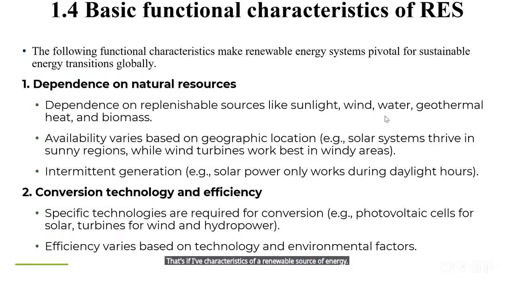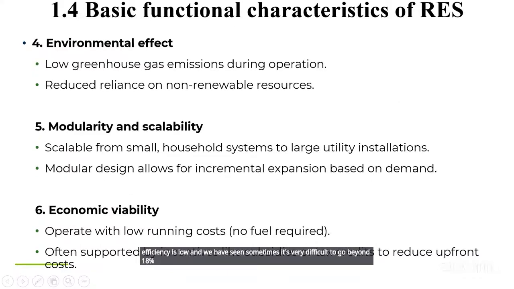The second characteristic is conversion technology and efficiency. We need, at the end of the day, to convert those primary sources of energy to the carrier, which is electricity. And the technology is around, well mastered, but the big problem is that sometimes the efficiency is low. We have seen it's sometimes very difficult to go beyond 18% efficiency when we are using solar cells.